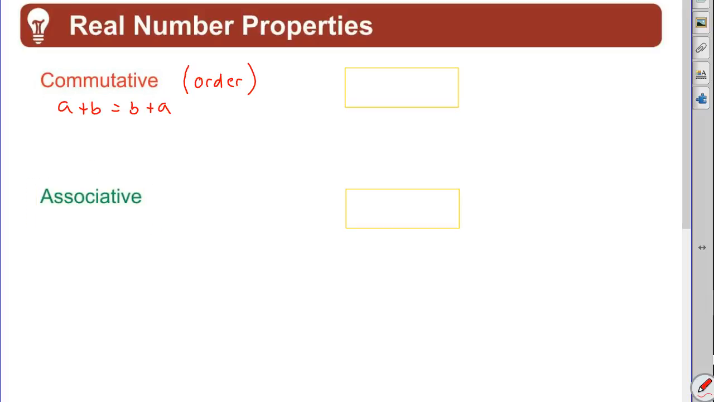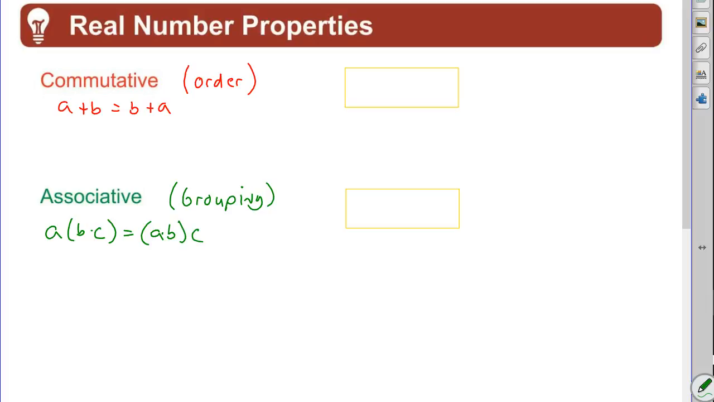All right, word association with the associative property, and you should be thinking of the word grouping. Grouping, right? So with the associative property, we can change the grouping. So I'll do multiplication this time. A times the quantity B times C. Now let's change the grouping, quantity AB times C, right?